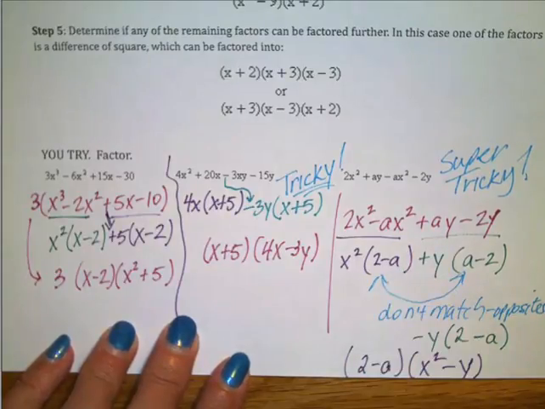Now my common term is 2 minus a, or my common factor, sorry. And then my new factor is x squared minus y.